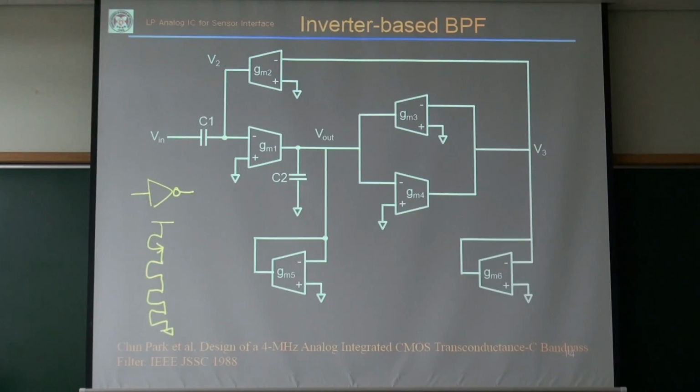This is NMOS. This is PMOS, right? This inverter has an input and an output. This is VG1, VG4, something like that. So we have an inverter only. So this one is a bandpass filter implementation using inverters.